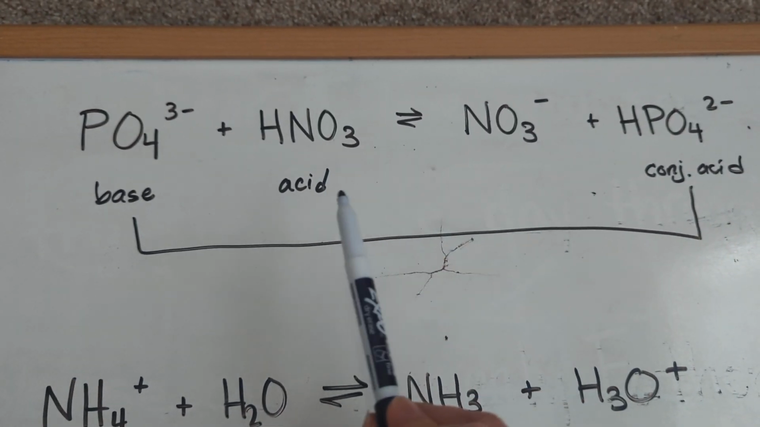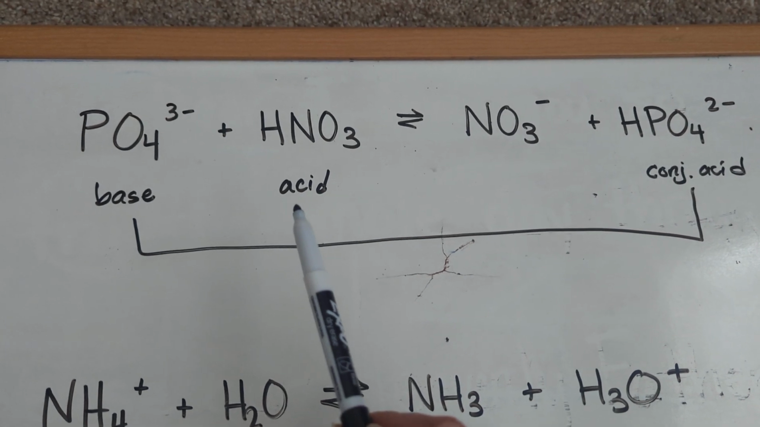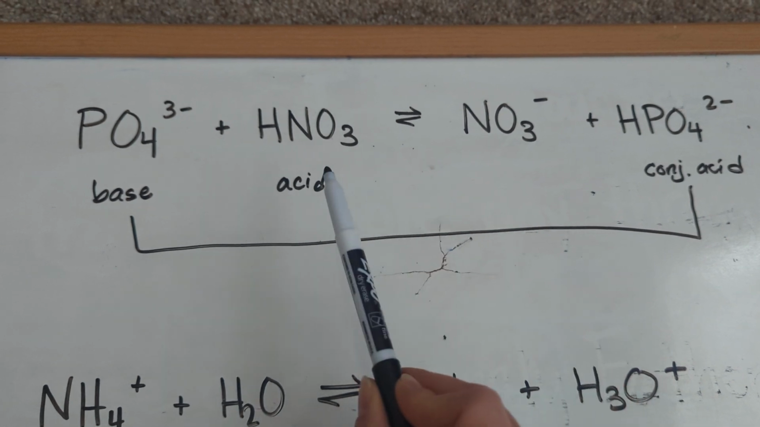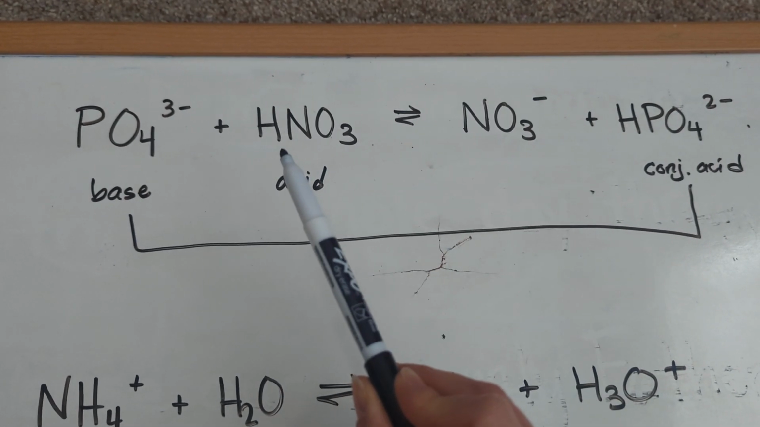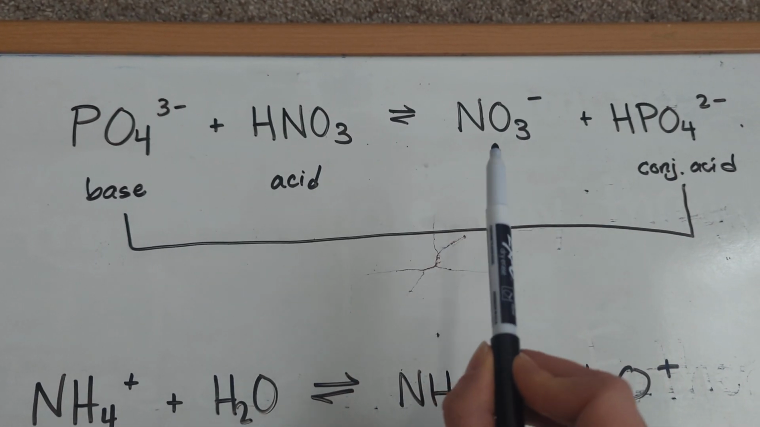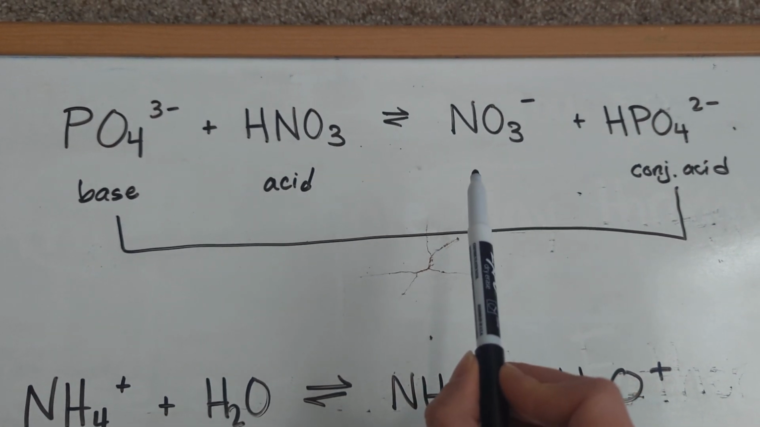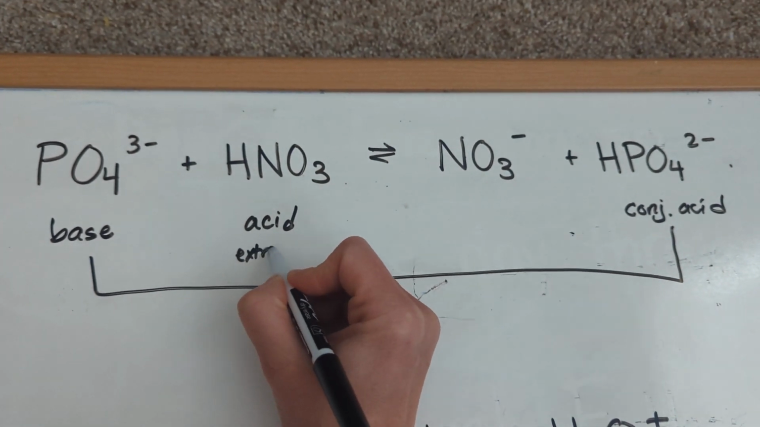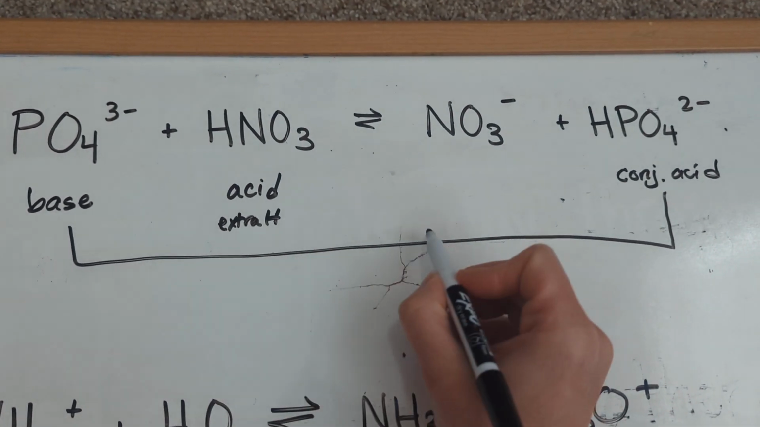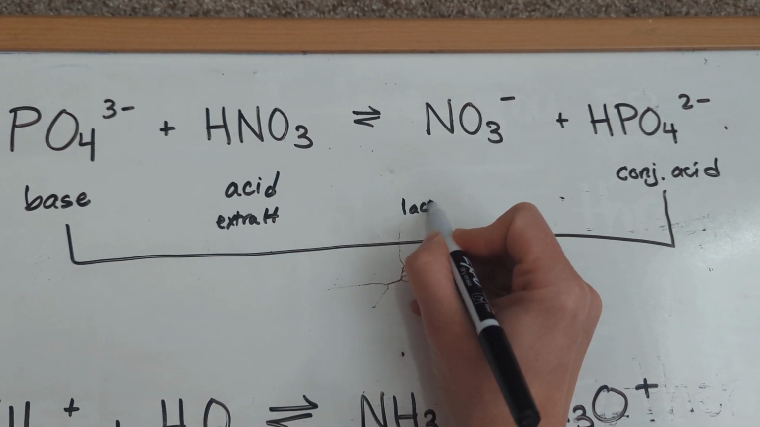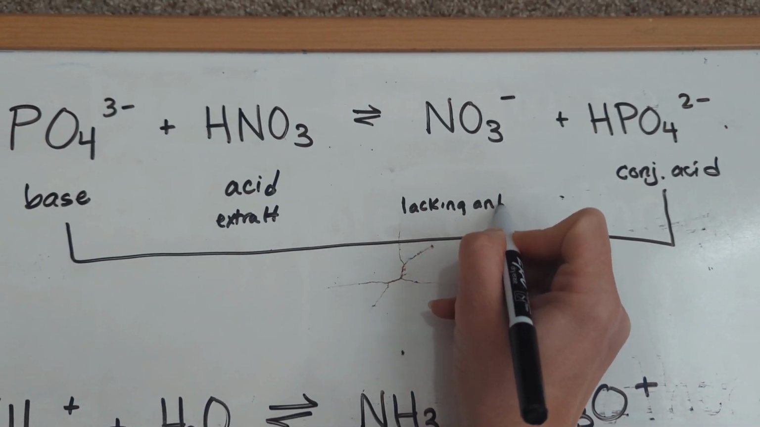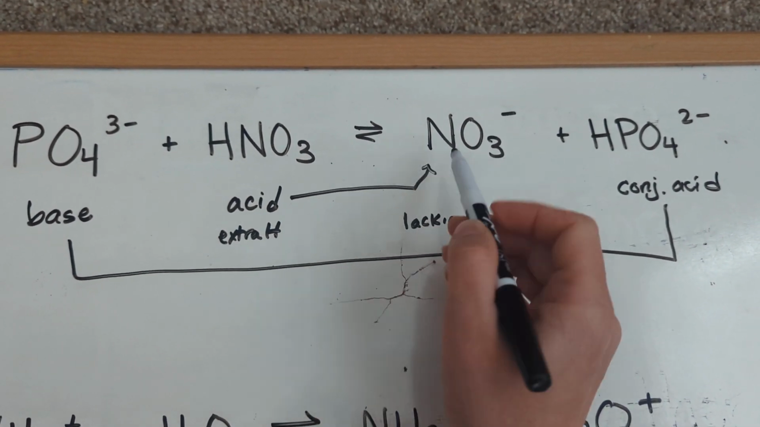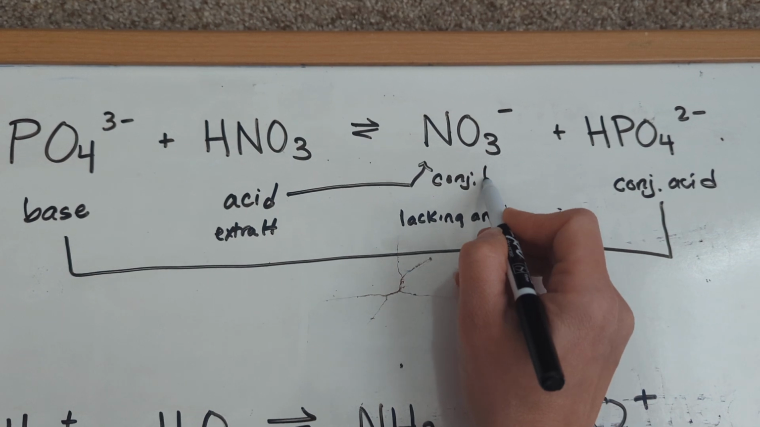Okay, let's see the other one. This is an acid, which means its conjugate partner base should be the same except for an H. Yep, this has an H, and the only difference is one H. So the acid will always have an extra H. Or the base, you could say, is lacking an H compared to the acid. So this is its conjugate base.